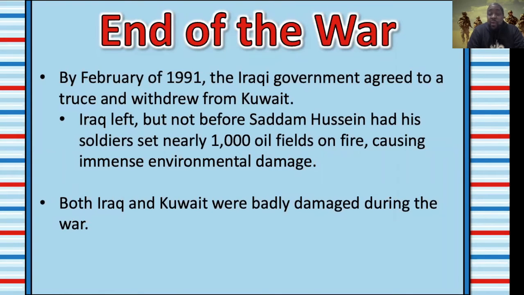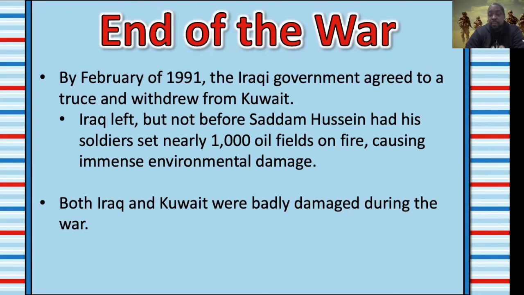Both Iraq and Kuwait were badly damaged during the war. So, although the war was a decisive military victory for the coalition, Kuwait and Iraq suffered enormous property damage, and Saddam Hussein was not removed from power. In fact, Hussein was free to turn his attention to suppressing internal Shia and Kurd revolts, which the US-led coalition did not support, in part because of concerns over the possible breakup of Iraq if the revolts were successful.